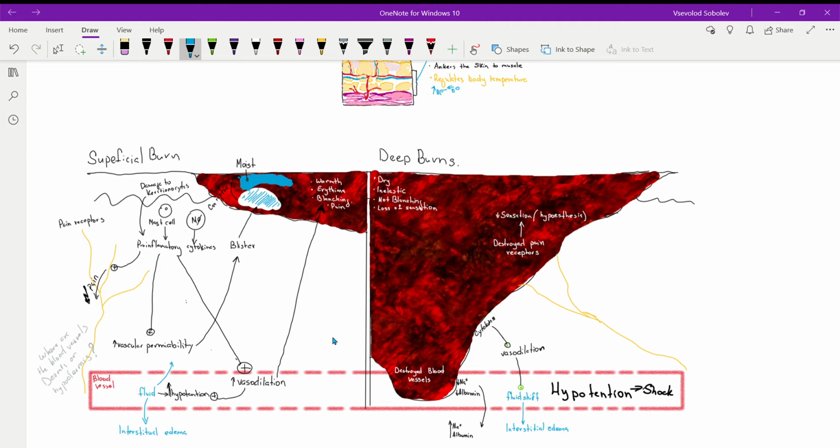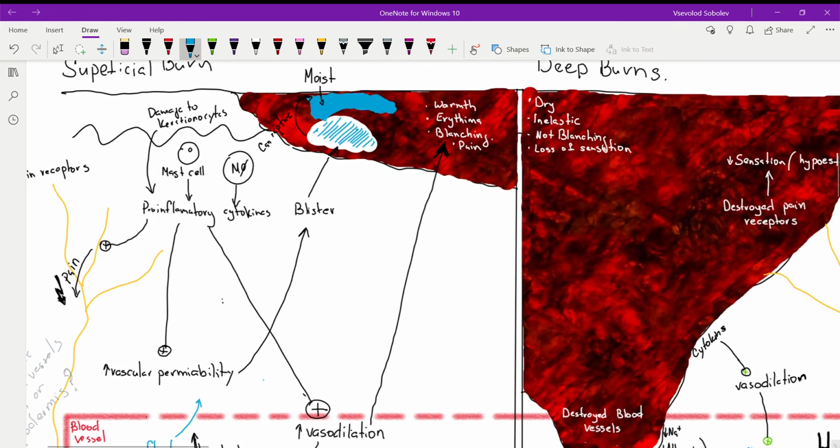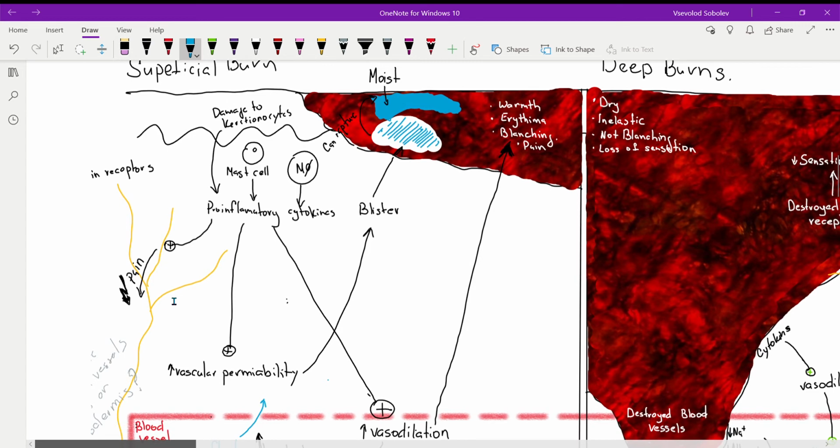So what happens? The damage occurred, the keratinocytes and cells in the papillary layer send the signals to the mast cells and macrophages to come to the area and to start repair and clean from the dead tissue, killed some bacteria along the way. Now I can make it larger for everybody to see.